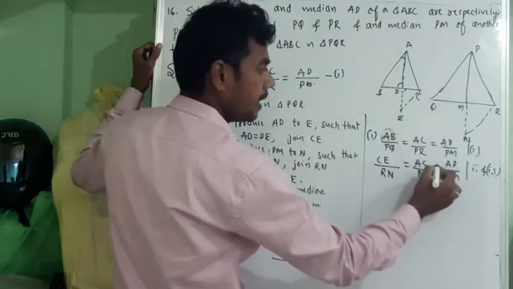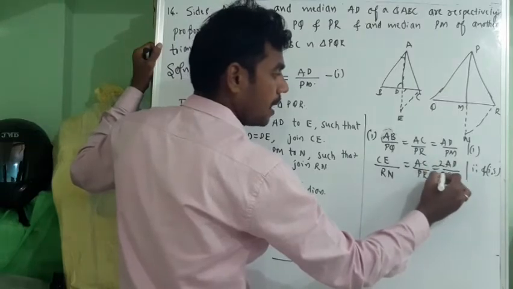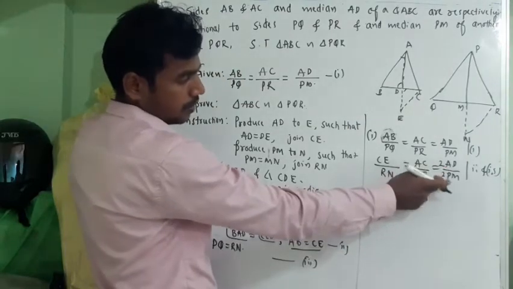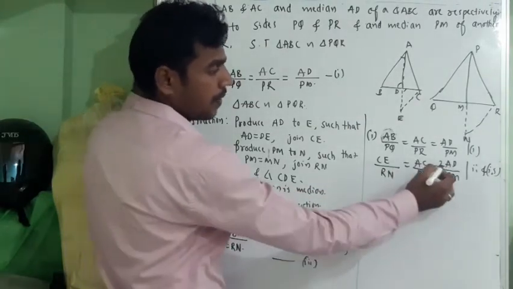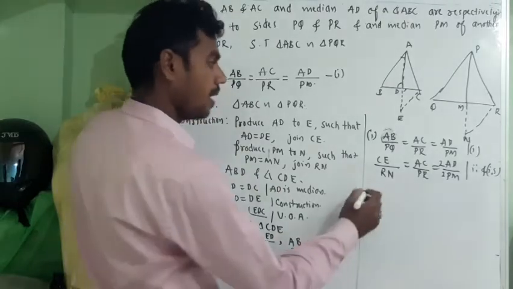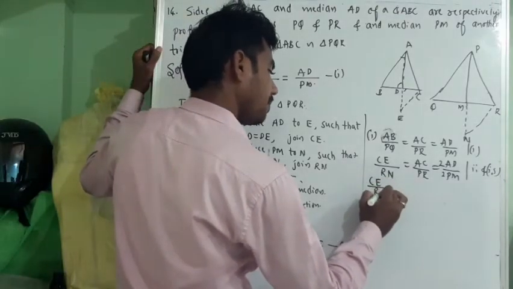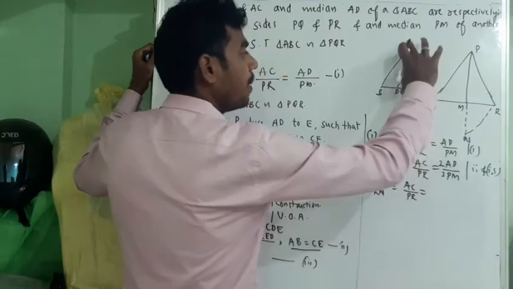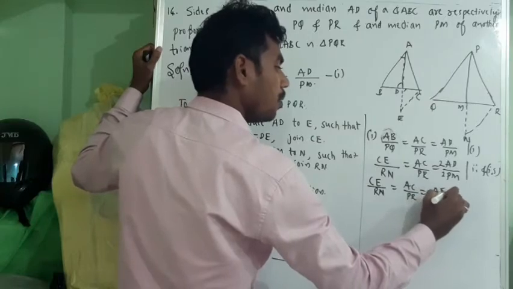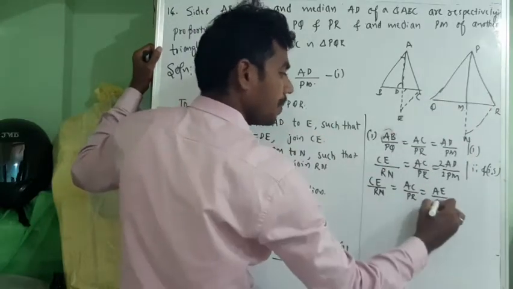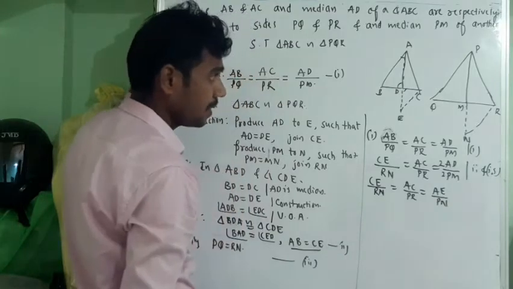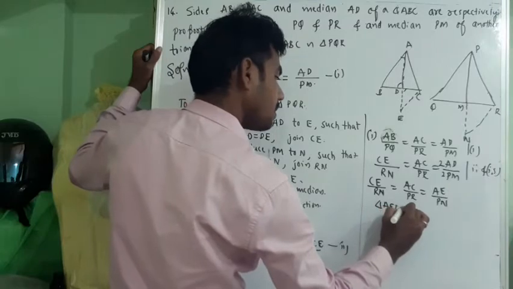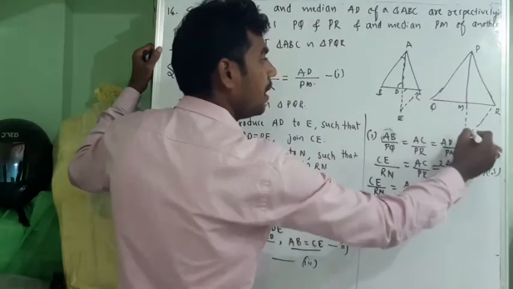Can I multiply AD with 2? In the numerator and denominator I can multiply with 2: 2 AD by 2 PM. If I cancel 2, it will remain the same. So what can I write? CE by RN is equal to AC by PR is equal to 2 AD, which can be written as AE, and 2 PM can be written as PN. So now what can I say? Triangle AEC is similar to triangle PNR.